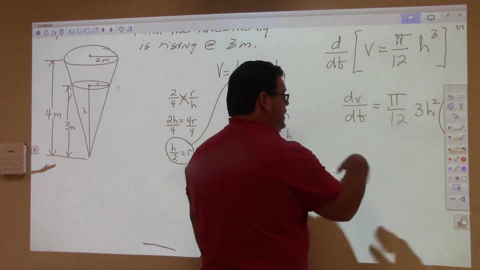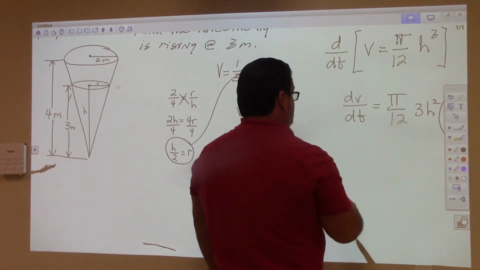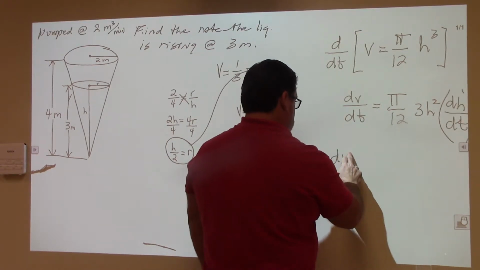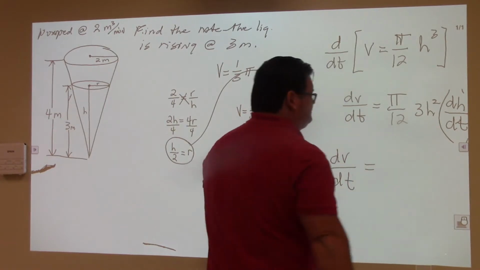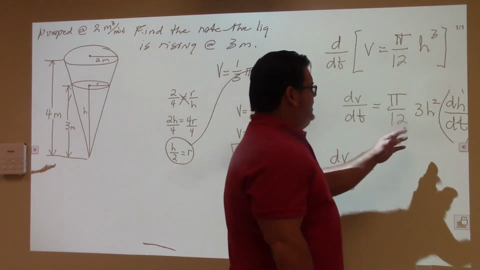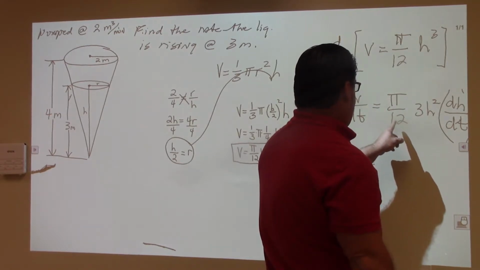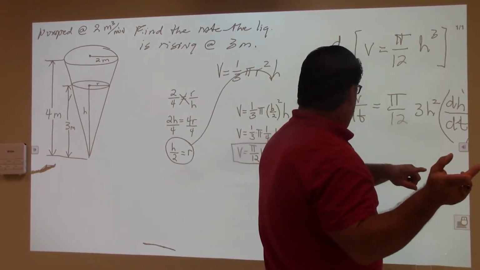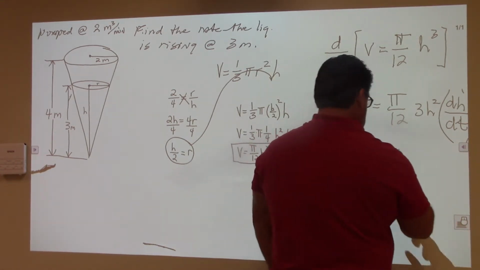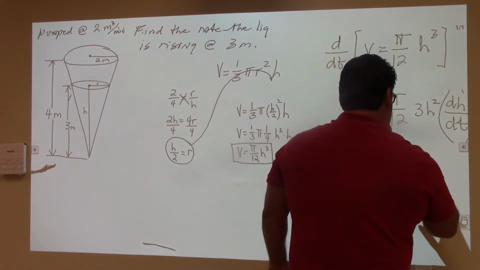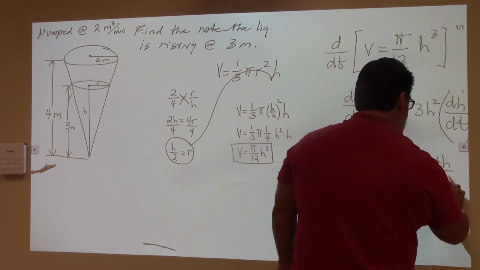So, what we got to do here? We got to clean this up because this is a mess. So, dV dt is equal to, well, this 3 can go with this, but what does the 3 and the 12 do? Pi over what? 4. Pi over 4, good. H squared dh dt.